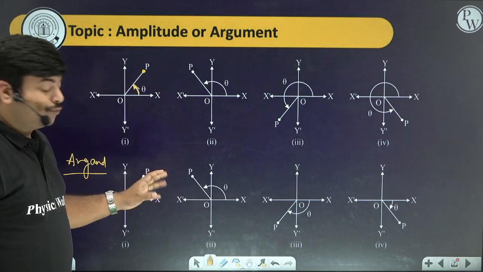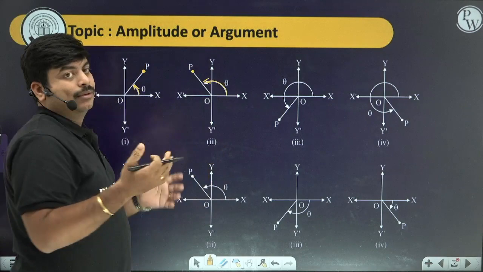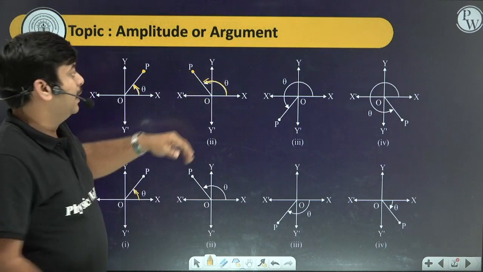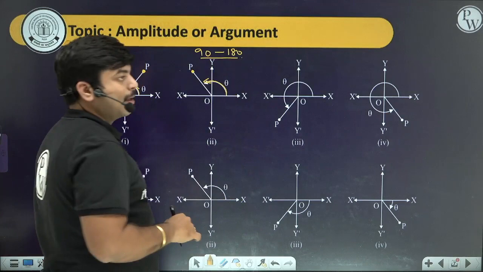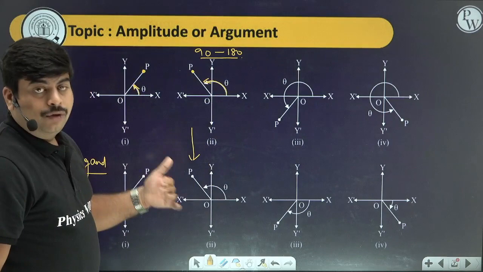But when the same point is in the second quadrant, you know that we will be taking an angle more than 90. It is greater than 90 and less than 180. The angle will lie between 90 and 180. The same thing will come here too, no problem in that. Now the difference comes in the third and fourth quadrants.